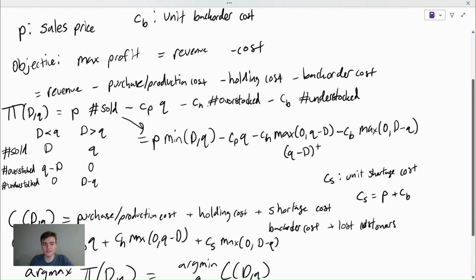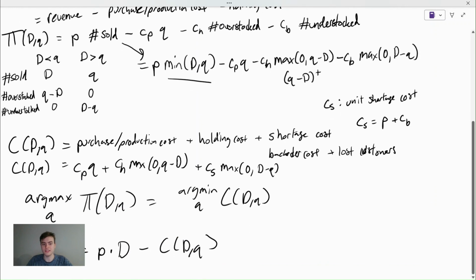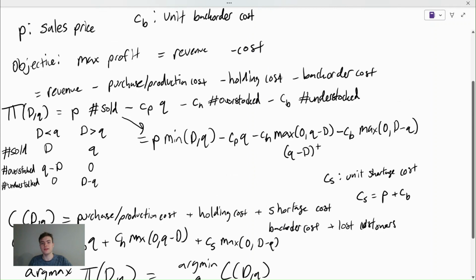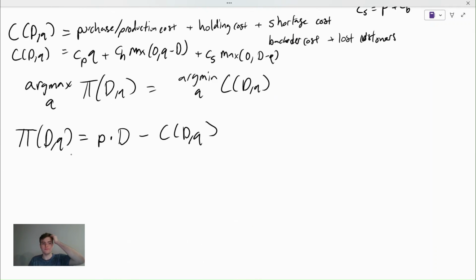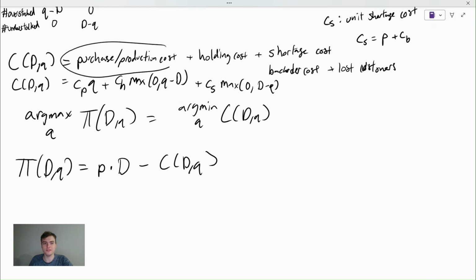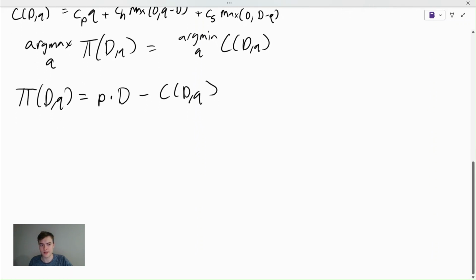Versus before, our revenue was P times minimum of d and q. Now, the minimum of D minus Q0 or maximum of D minus Q0 is over there, right? It might be hard to see immediately why this is true, but if you break it back into these sort of terms, then it should be intuitive.